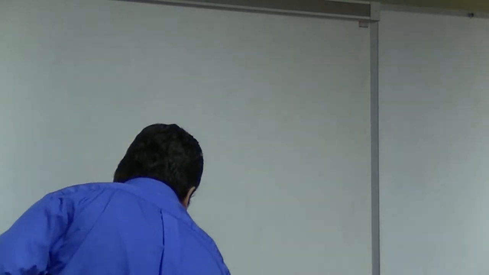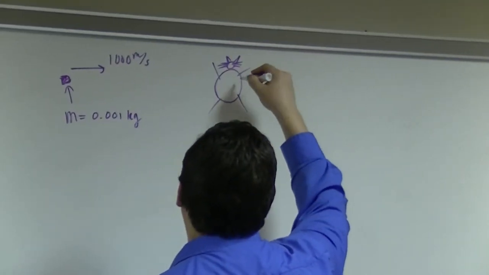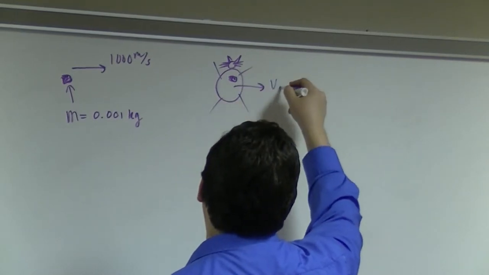Now they don't go zipping back at 1,000 meters per second, right? Even in your most ridiculous action movies, they might get thrown back at like 5 meters per second, which is an absurdity, right? Because if you have the bullet at 1,000 meters per second, and let's say the mass is equal to 0.001 kilograms, that's ballpark. And then we can put a cat. There you go. And then it hits the cat, and it gets stuck in the cat. Right? And then what's the final velocity?